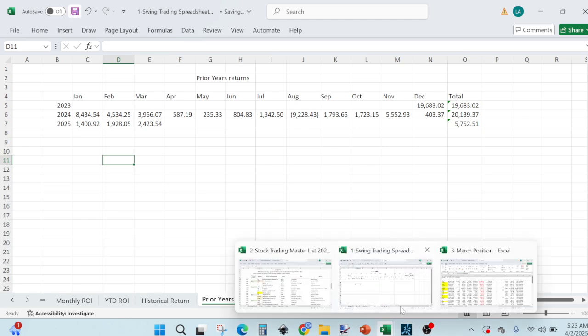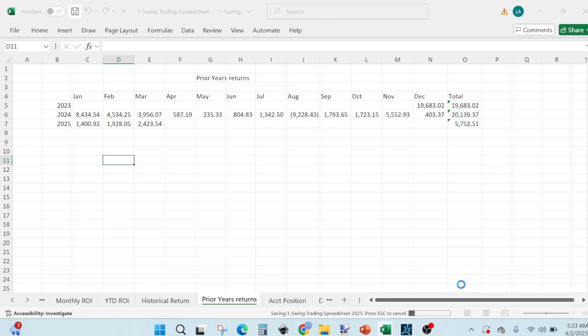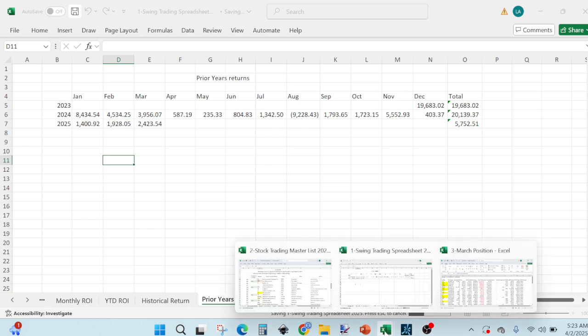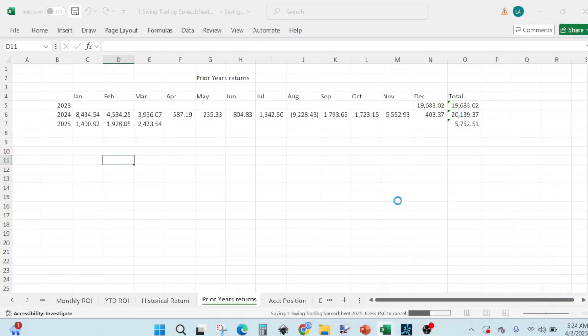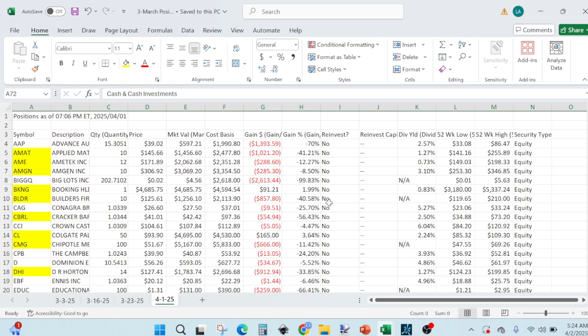And on that note, we can compare, I'm trying to save it, so it's going to take a few seconds. But here is the position of our account, just to show you that there are stocks that we purchased that we have not sold yet, and the ones that I highlighted are stocks that we purchased for swing trading purposes, either this year 2025 or last year 2024. The ones we didn't highlight, we purchased in 2023 for dividend income purposes.